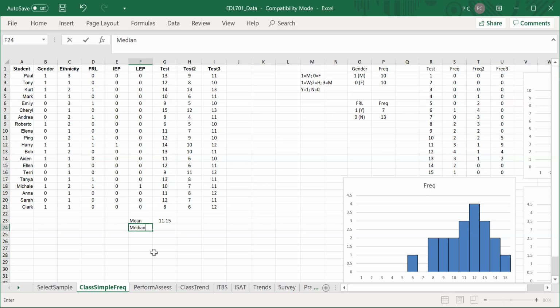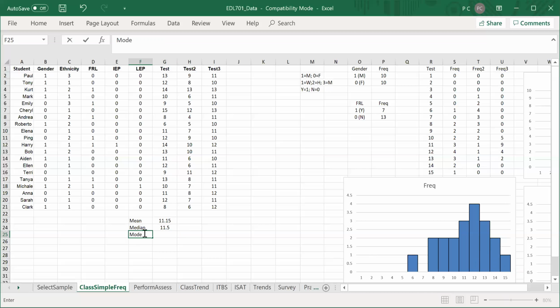To get the median, the middle score, the function is just median, and we'll get the data in, and you get the 11.5. Half of the scores will be distributed above 11.5, and half of the scores will be below.